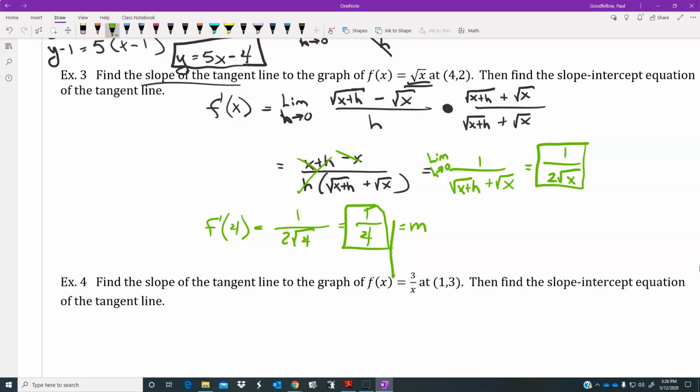Now, I'm not going to move on to find the slope intercept. You would use y minus y1 equals m times x minus x1, and you'd pick the coordinate of 4 and 2. Y minus 2 is equal to 1/4 times x minus 4, and then you would distribute it and figure it out. Okay, that's algebra. I know you know how to do it, and if you don't, then go back to algebra.